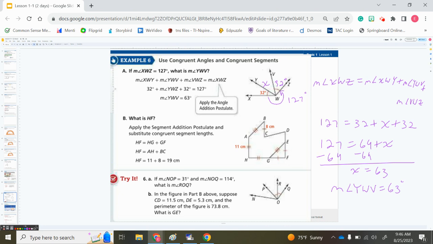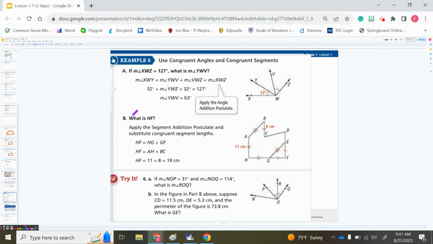Anybody writing this down or anything? I just want to make sure before I'm going to erase it to make room for B. Okay. All right, letter B, it says, what is HF? So one thing I always like doing with segments is I like highlighting what they want me to do, okay? So I'm just going to highlight that real quick.